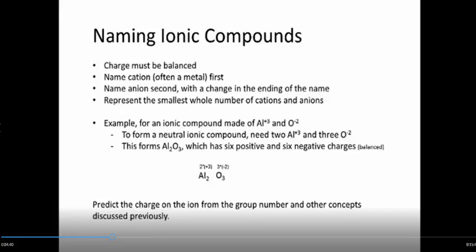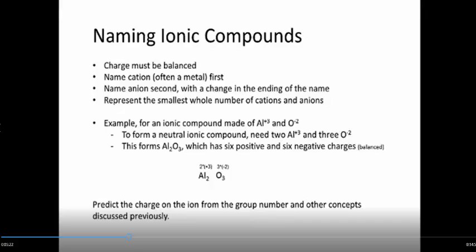When we name an ionic compound, we name the cation first, and the cation is often a metal. It might be useful for you to have some ionic compound in mind, such as sodium chloride. Sodium is the metal. We name it first. Then we name the anion second, and we change the ending of the anion. We don't change the ending of the metal. We say sodium, the same as we call it as a metal. But we change the name of the anion from chlorine to chloride: sodium chloride. And we represent the smallest whole number of these anions and cations in the molecule.